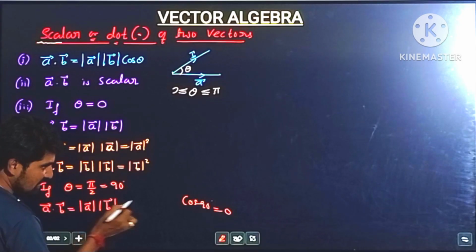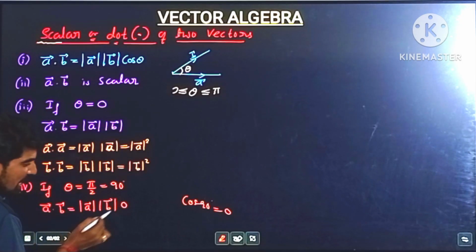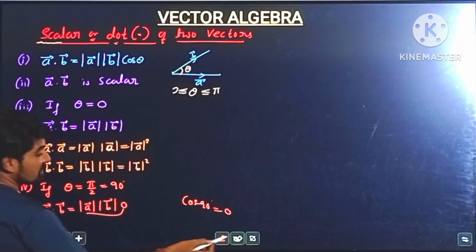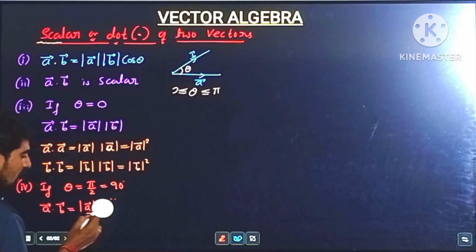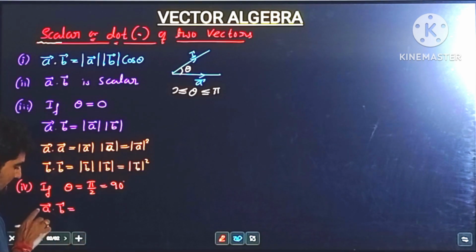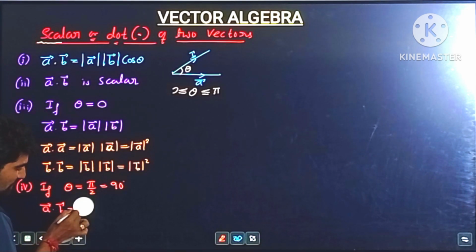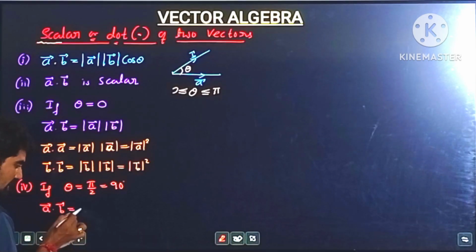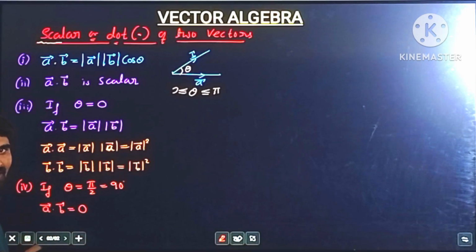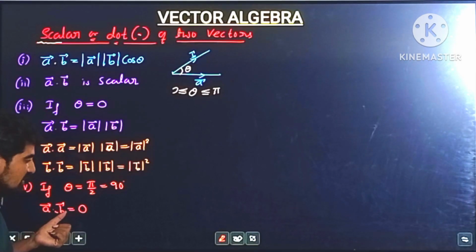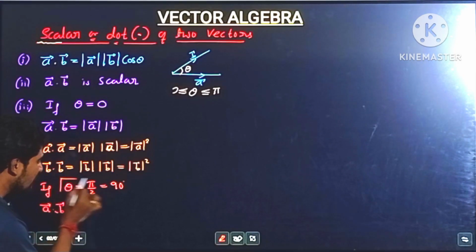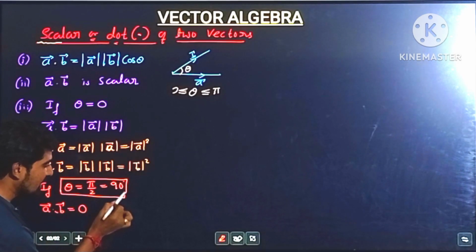So into cos 90, the value of cos 90 is 0, and 0 into anything is always 0. So therefore, if the value of theta is 90 degrees, then the dot product between two vectors A vector and B vector is equal to 0. One more thing you need to observe here: if the dot product of two vectors is 0, then the angle between those two vectors is equal to 90 degrees.